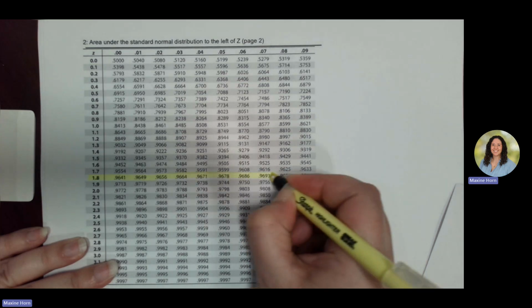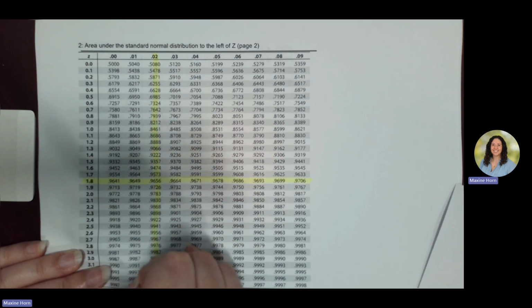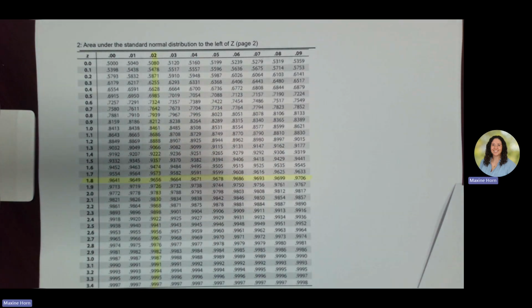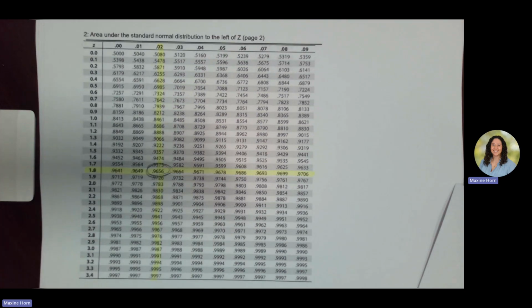So we're going to go 1.8. Let me grab my highlighter here. Sometimes if you can write on these, again, I'm visual, I like to do that. I have 1.8 is right here, this row. And then the 0.02 is this column right here. So where they intersect is going to be the area to the left. So that's how we get 0.9656, right?